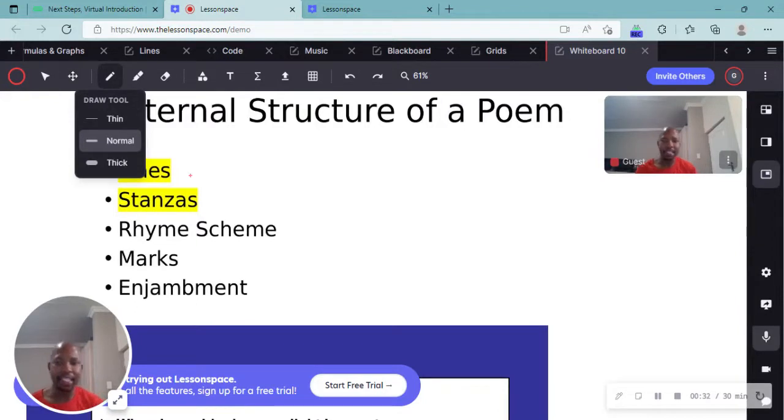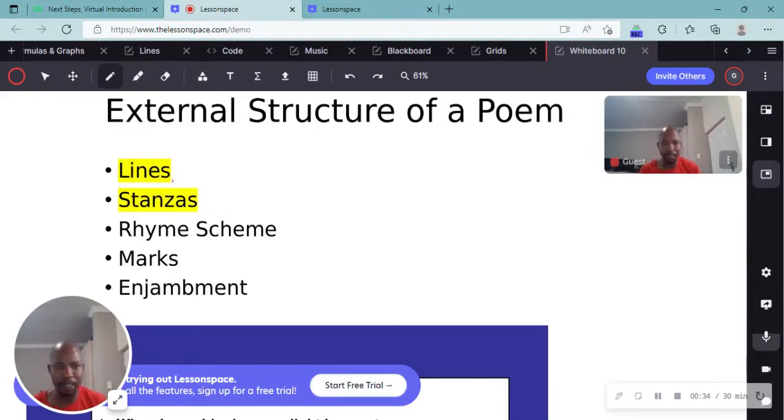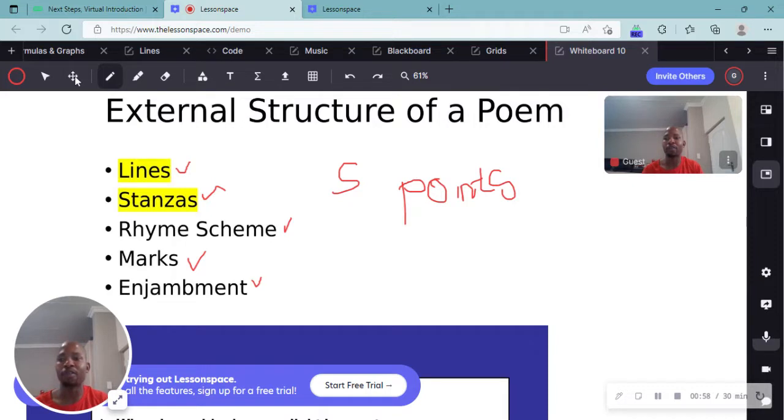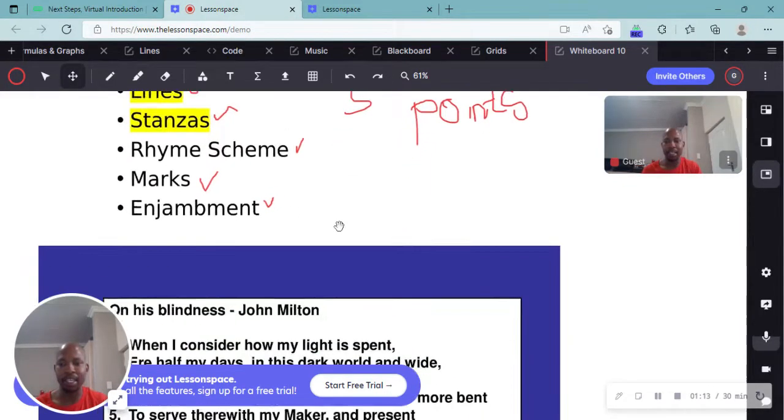Accordingly, when we analyze the external structure of a poem, students, we look at lines, stanzas, rhyme scheme, marks used in the poem, and lastly, the enjambment in a poem. So we basically have these 5 points on which we focus when we try to analyze the external structure of a poem. And for today's lesson, as you can see that I only highlighted lines and stanzas, we are only focusing on these two, and later on we will unpack the other remaining 3.